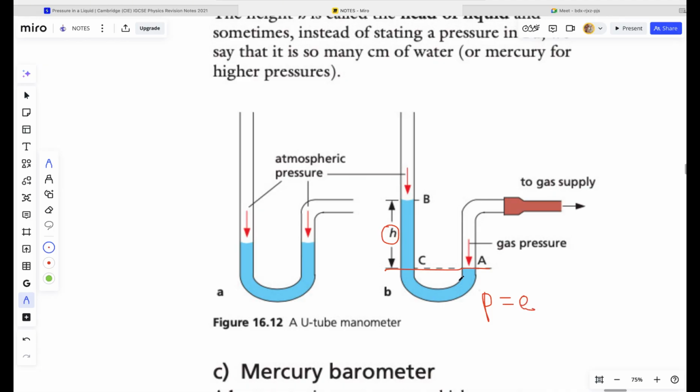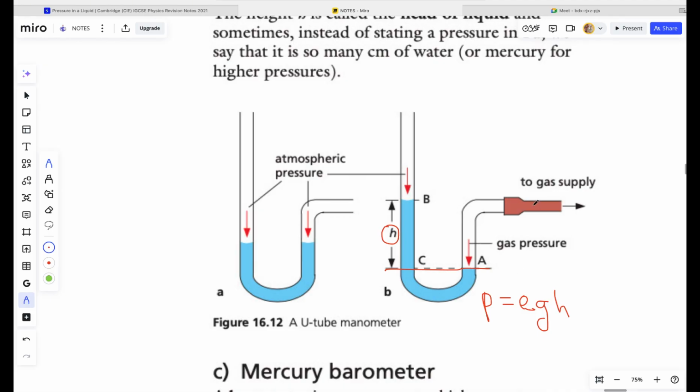Whatever liquid we decided to use, we know the density of that liquid. So the density multiplied by gravity. Gravity is a constant value, times the height. The only parameter needed to calculate this pressure is the height. And that height is what this gas created for us.